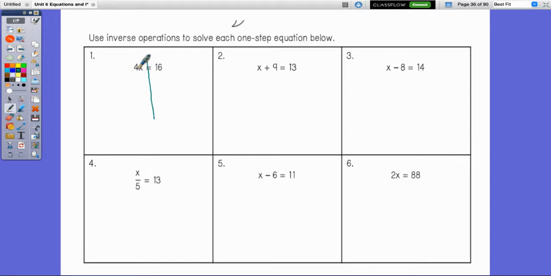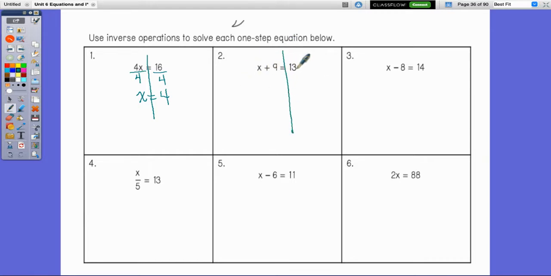They are married. Remember, when they're stuck together with no symbol, that's multiplication. To undo a marriage, we need to divorce them. So we're going to divide both sides. 4 divided by 4 is 1x. And 16 divided by 4 is 4. Does 4 times 4 equal 16? Yes, it does.